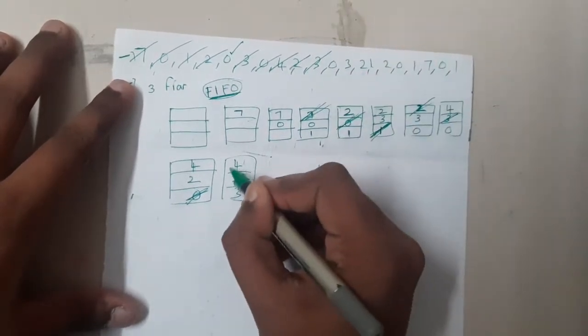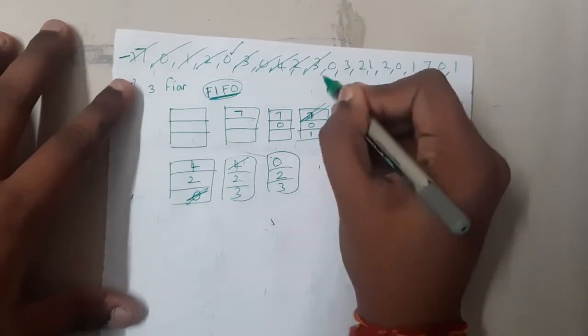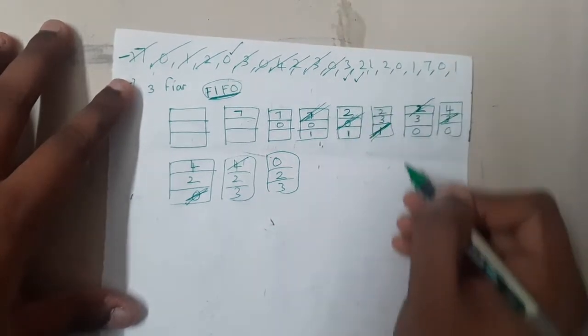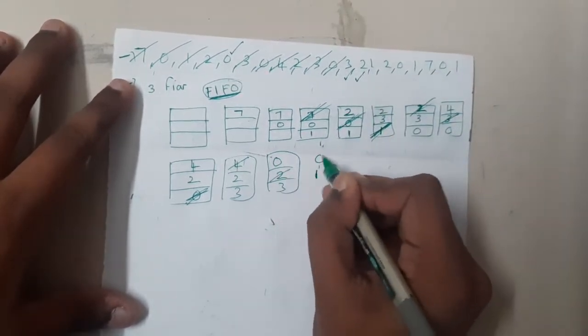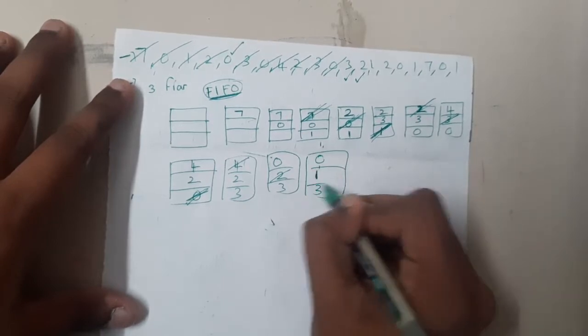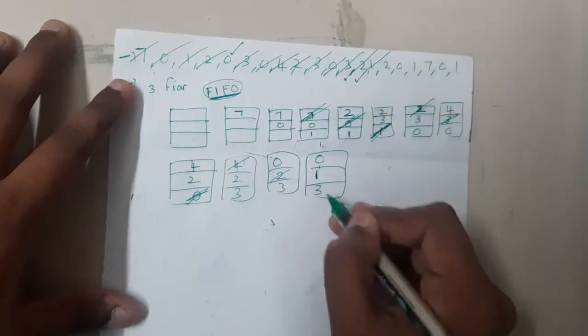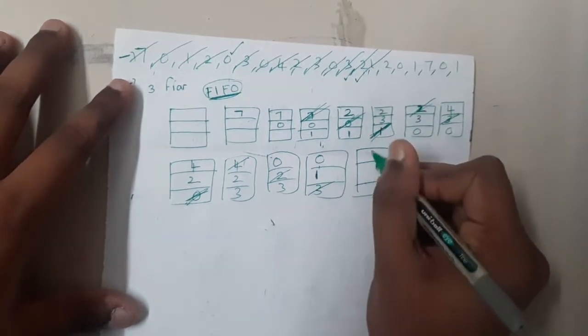0 is also not there in this, so we'll push that 4 outside. Okay, so now 0 is done. Now 3 is already in the list. What about 2? 2 is also in the list. What about 1? 1 is not in the list, so we'll push this 2 outside. So 3 is done, 2 is done, 1 is done. Now 2 is not in the list, so we will push this 3 outside.